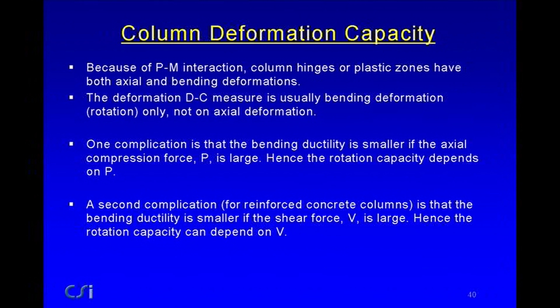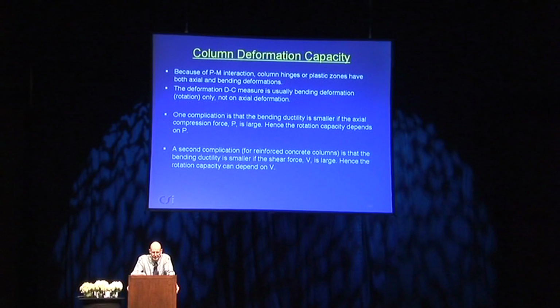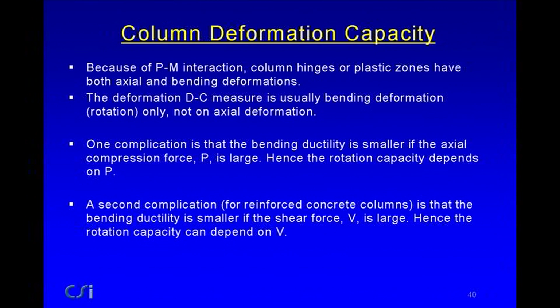Column deformation capacity. Because of PM interaction, column hinges or plastic zones have both axial and bending deformations. But the deformation demand capacity measure uses usually only the bending deformation, just the rotation. You don't worry about the axial deformation. Your capacity is based on the rotation. A complication is that the bending ductility is smaller if the axial compression force is large. So the hinge rotation capacity depends on the axial force. And the second complication for reinforced concrete columns is it also depends on the shear force.